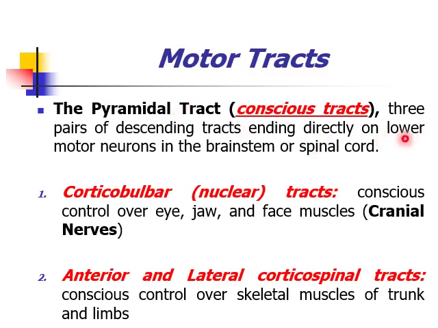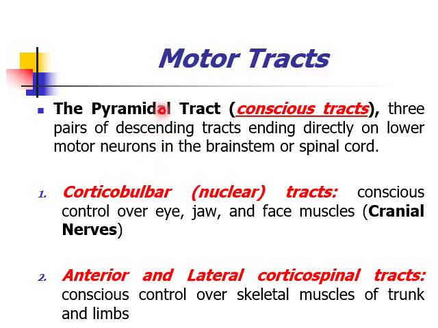Included in this pyramidal tract are 3 pairs of descending tracts. Pairs means I've got 2, 1 to each side of the body. These descending tracts end directly on lower motor neurons of the brainstem and spinal cord. The word lower motor neuron was mentioned earlier when we divided the motor tract into two neurons. One of the neurons is totally confined to the central nervous system, originating and ending within the system, and another cell originates within the system but ends outside the central nervous system, outside the brain and the spinal cord.